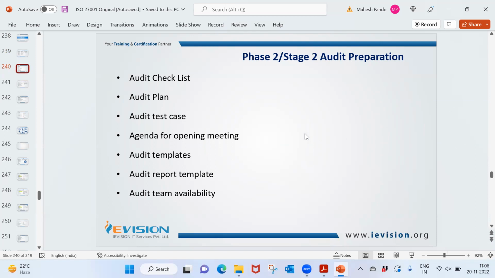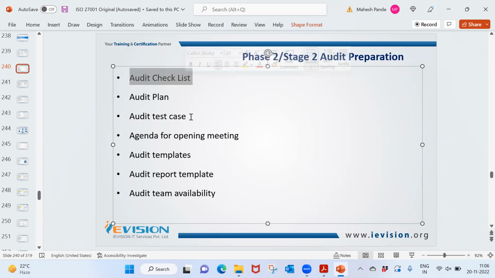What would be the difference between the phase one and phase two checklist? We have yesterday learned the checklist, audit checklist topic. Correct. So, see, the phase one checklist would be rather at a high level, I would think. And phase two, it would be detailed, right?